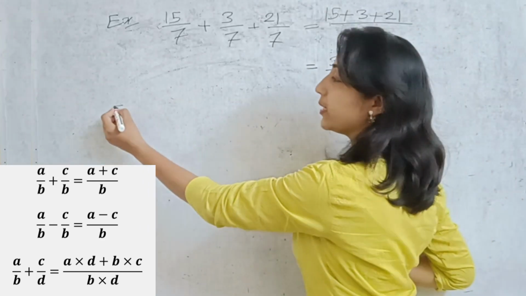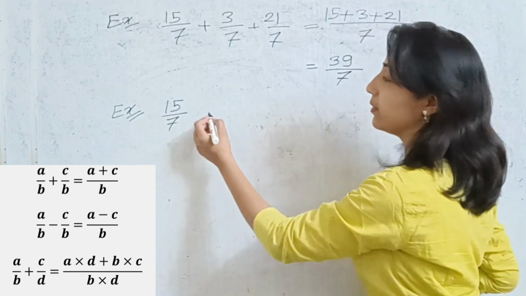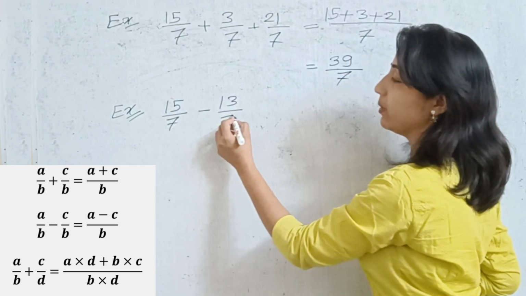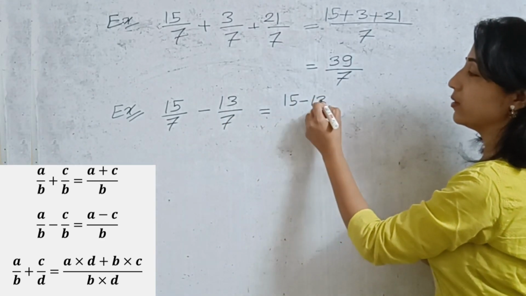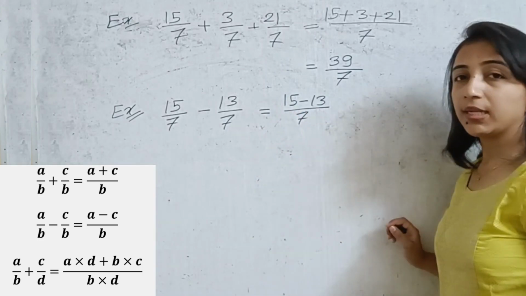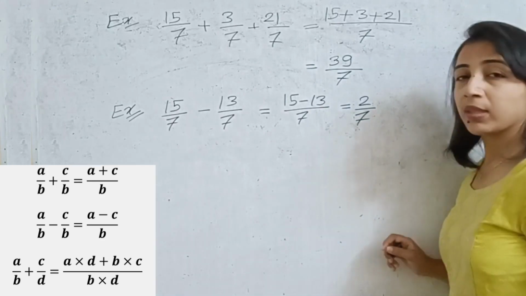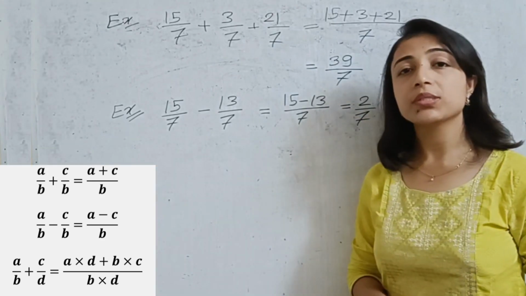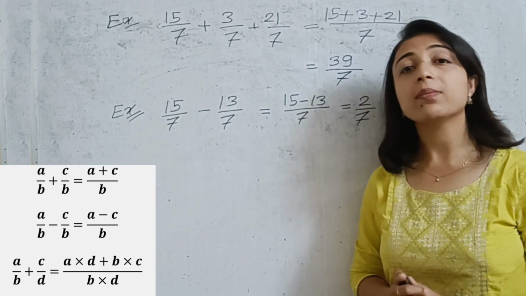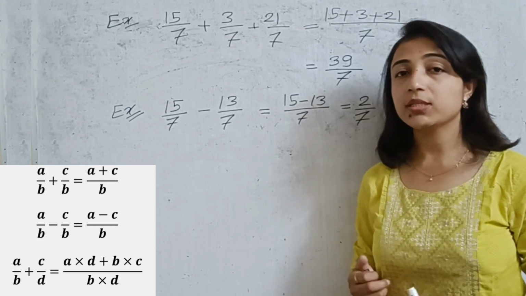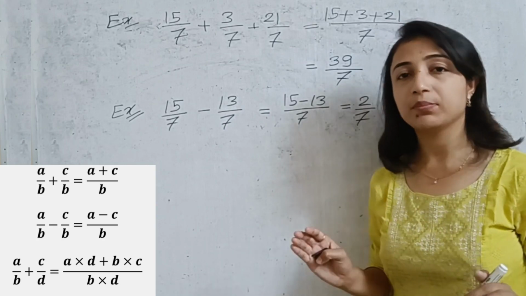Now let's suppose there is a minus symbol. I will take 15 divided by 7 minus 13 divided by 7 equal to, here the denominator is the same, so we can subtract the numerators. So you will get 15 minus 13 divided by 7, and 15 minus 13 is 2 by 7. Here you have to use the sign rule. Don't forget the sign rule that we have already discussed in the first video, and that is applicable for all the number systems. So it is not only for integers, not only for rational numbers. The sign rule is for all the number systems.